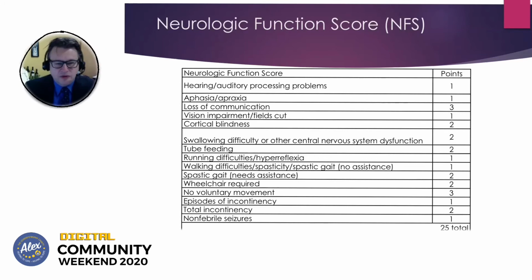Wheelchair, you get 2 points. You also get all the points leading up to the wheelchair. So you don't just get 2, but you get the spastic gait, the walking and the running problems. So you actually get 6 points for that. And then incontinence gets you points. So it's a 25-point scale. Most of us walking around should be 0 points.